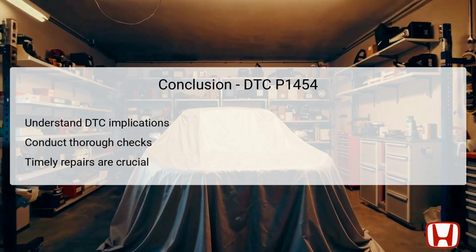In conclusion, DTC P1454 signifies a performance issue in the FTP sensor circuit within the EVAP system, which is critical for controlling fuel vapor emissions. Understanding the implications of this DTC and its associated symptoms can guide technicians in effectively diagnosing and rectifying issues. It is vital to conduct thorough checks of all related components, including the FTP sensor, vent hoses, and shut valves, to pinpoint the cause accurately.